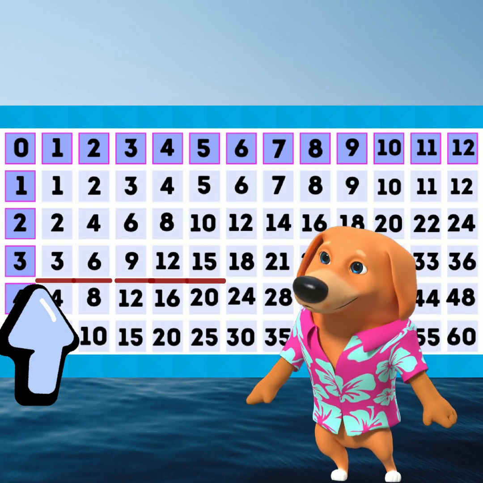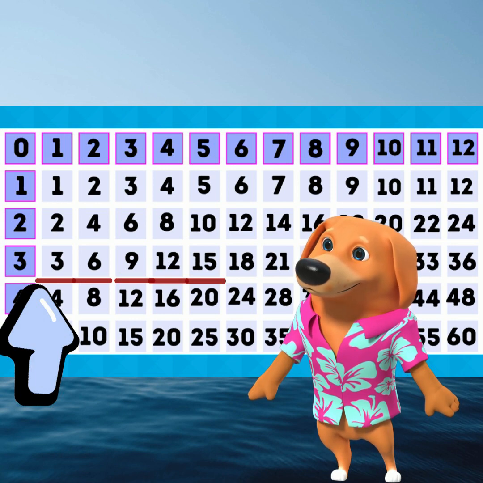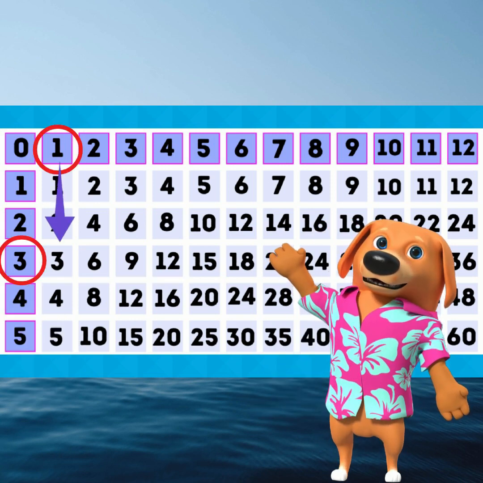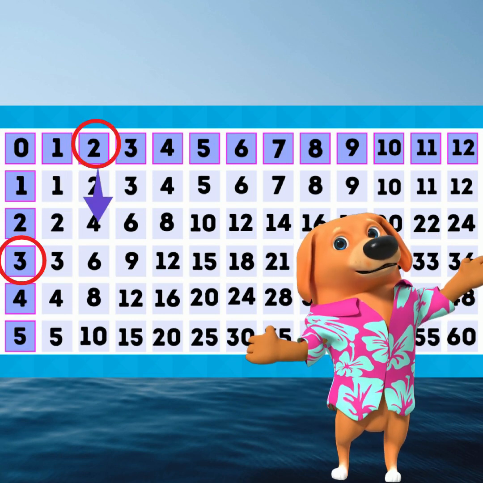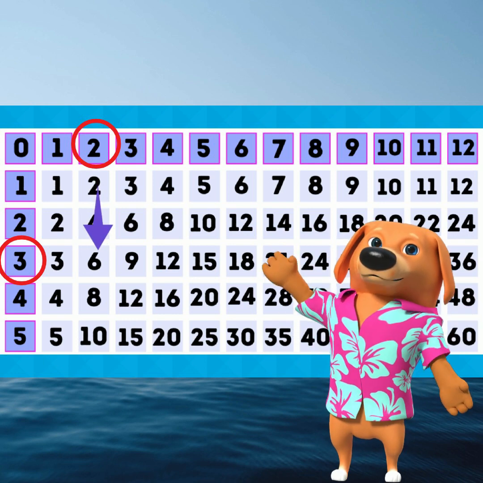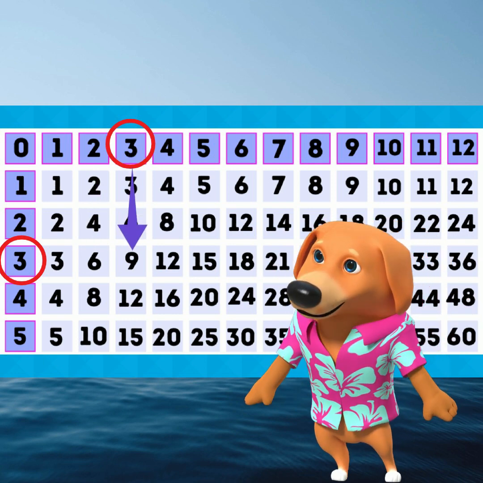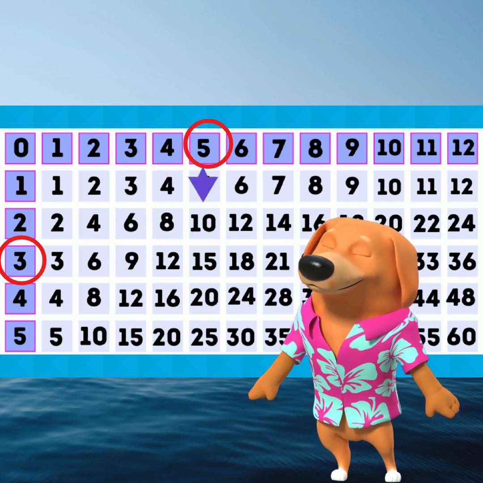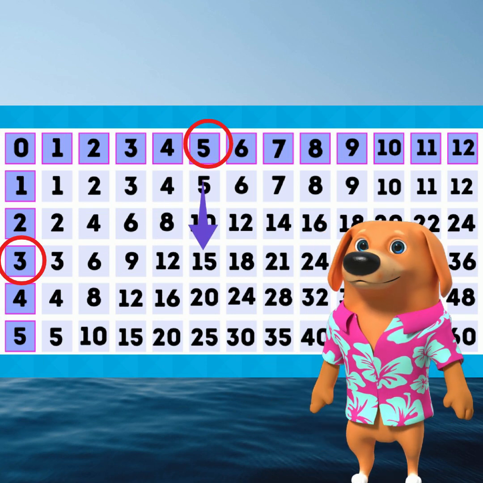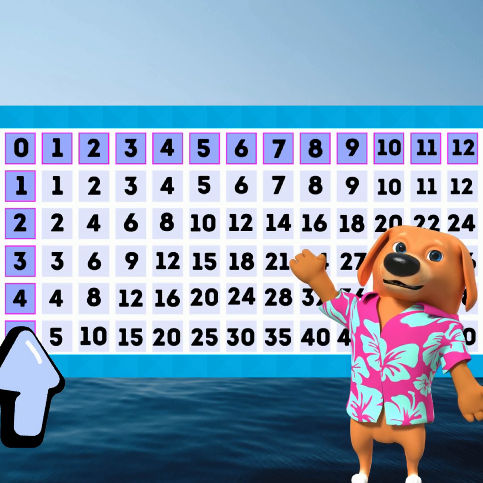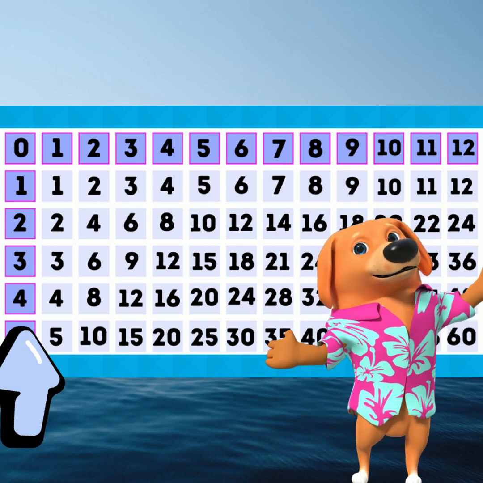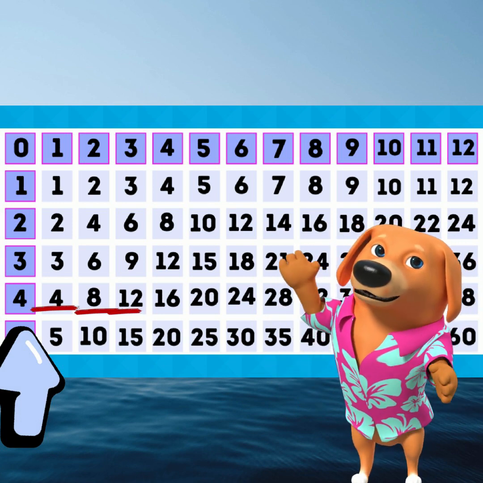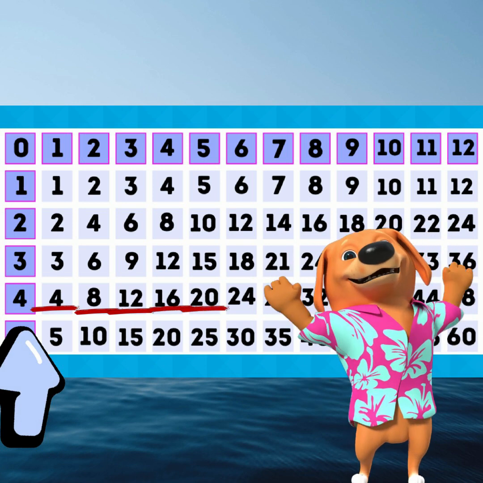We found those by multiplying 3 times 1, which equals 3, 3 times 2, which equals 6, 3 times 3 is 9, 3 times 4 is 12, and 3 times 5 is 15. Now we will look at the multiples of 4. They are 4, 8, 12, 16, and 20.